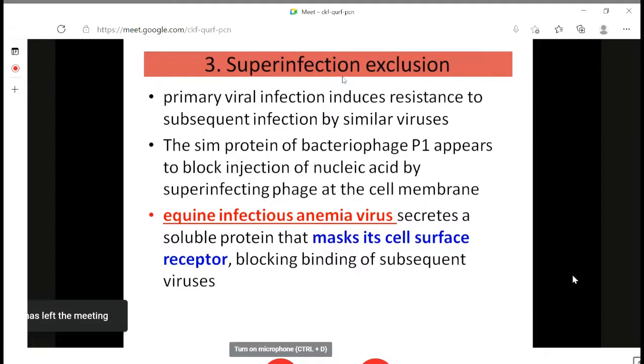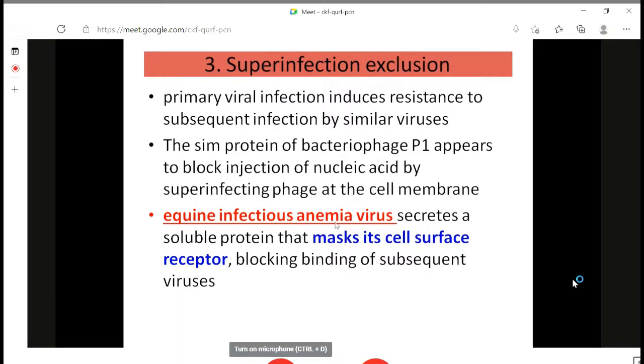So the superinfections, like the presence of treatments, infections that way. Here the case is that superinfection exclusion means the presence of one virus infection prevents or blocks the second virus infection. Different examples are there. I'll be highlighting only the equine infectious anemia virus infection. This is in equine infections.